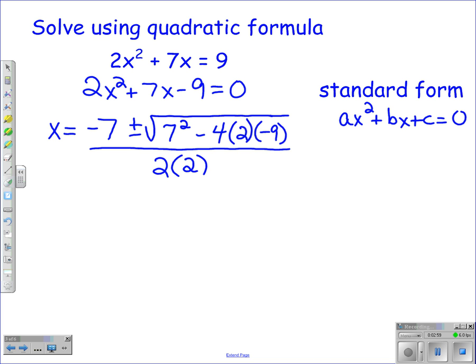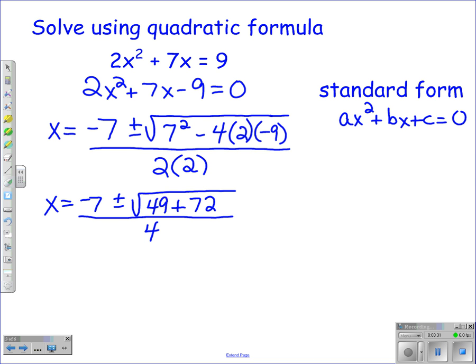And now you just have an expression here that we have to actually use our order of operations on. Start with what's underneath the square root sign. So we have negative 7 plus or minus the square root, 7 squared being 49. Then you have negative 4 times 2 times a negative 9. A negative times a negative is a positive. 4 times 2 is 8. 8 times 9 is 72. And over the 4. 2 times 2 being 4.